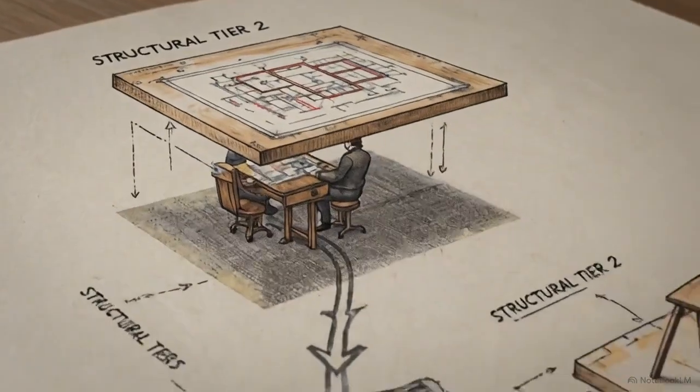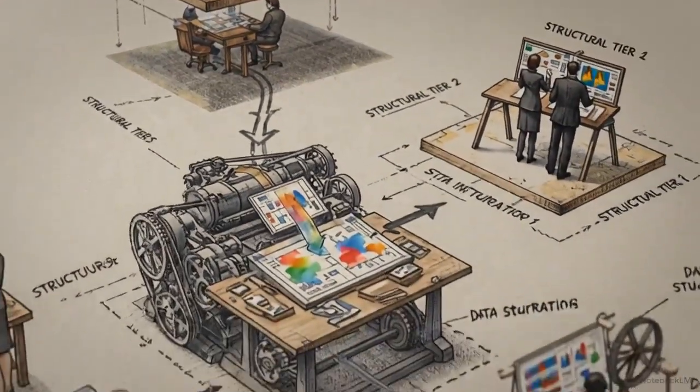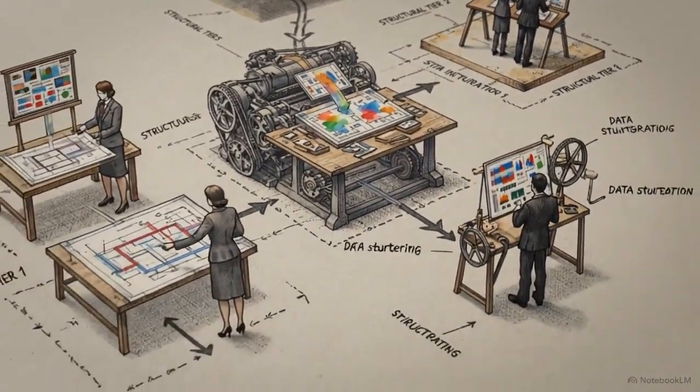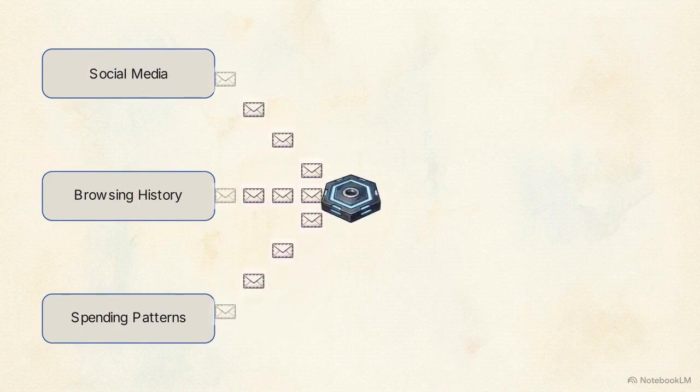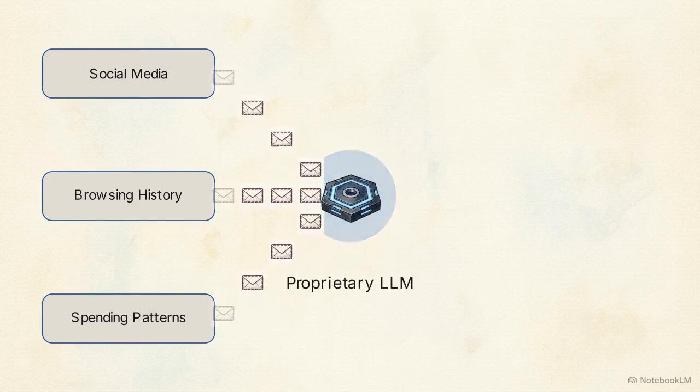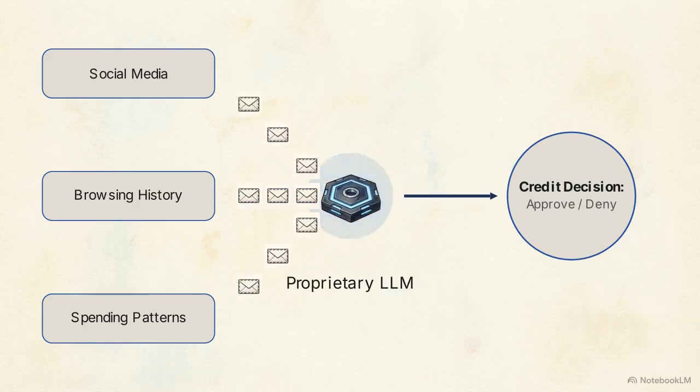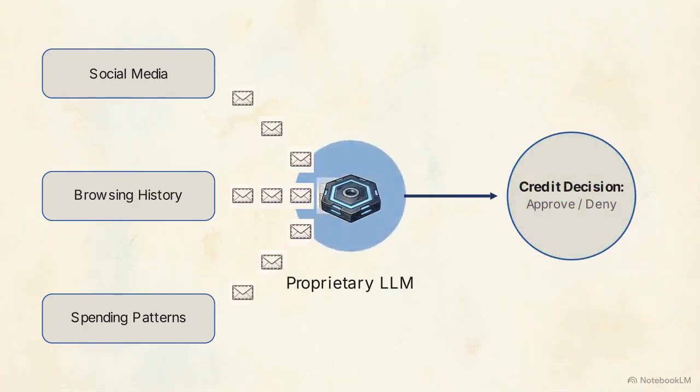To see how these rules change a technical roadmap, consider a fintech startup building an automated lending platform. The startup's ingestion strategy involves alternative data. They pull from social media feeds, browsing history, and unstructured spending patterns to build a more comprehensive user profile. This data is fed into a proprietary large language model. The model is designed to find correlations between these diverse data points that traditional banking models might overlook. The output is a personalized credit score used to instantly approve or deny loan applications.